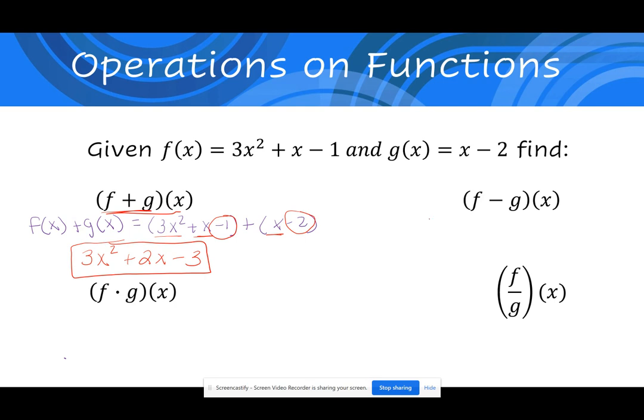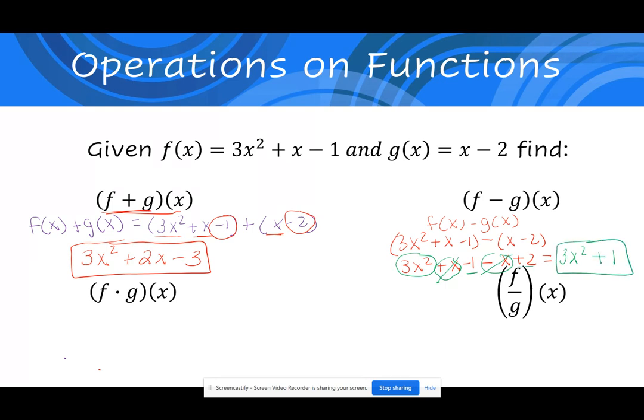For f minus g of x, we're going to do f of x minus g of x. So we have 3x squared plus x minus 1 minus x minus 2. So we're going to distribute that -1 in and then combine like terms. So we have minus x plus 2, which is going to give us 3x squared plus x minus x cancel out, and then -1 plus 2 plus 1. So our function for f minus g is 3x squared plus 1, which if you notice it's different than this because we're doing a different operation.